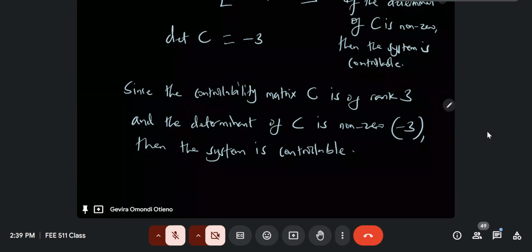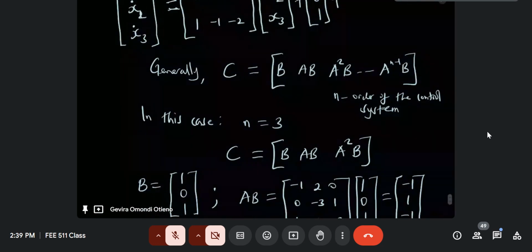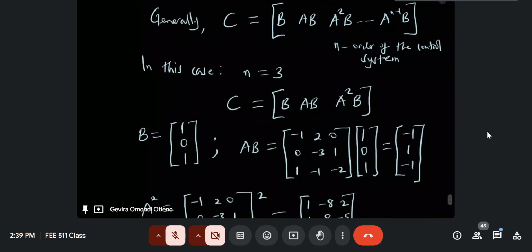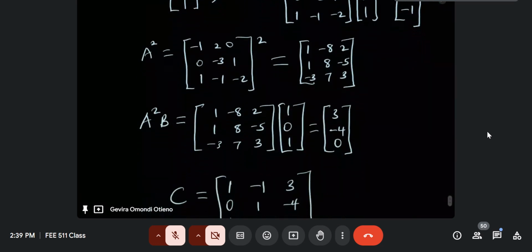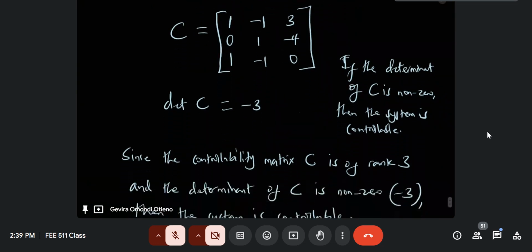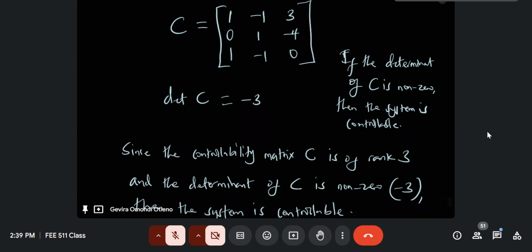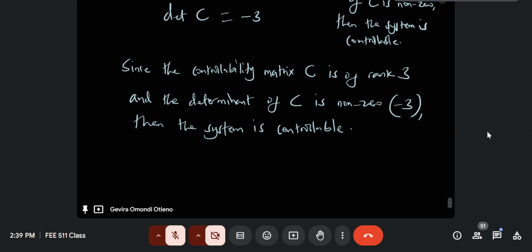So, ladies and gentlemen, this is how we test for controllability. You must know what the controllability matrix is. In general, you have to know the order of your system, the differential equation that completely describes your system. And then you have to do the matrix manipulations as indicated. Then you have to get the determinant of the controllability matrix C. If the determinant of that controllability matrix C is non-zero and the controllability matrix itself is of rank n, then you can conclude that the system is controllable.